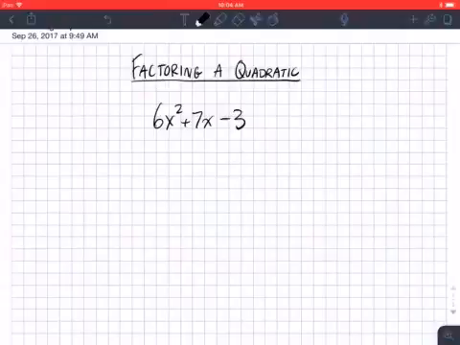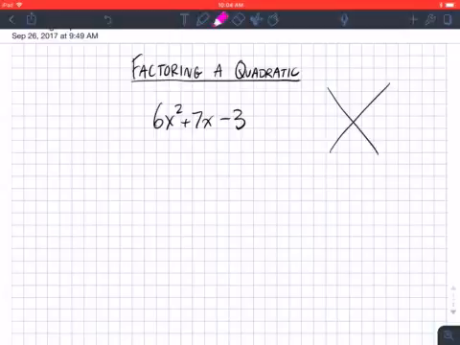All right, in this video, we're going to practice factoring a quadratic. We're going to use one with a leading coefficient other than 1, but this also works for a leading coefficient of 1. So we have our cross technique. What we're going to do is multiply the 6 times the negative 3, the coefficient in front of the x squared and the constant, and that gives us the number on top, negative 18.